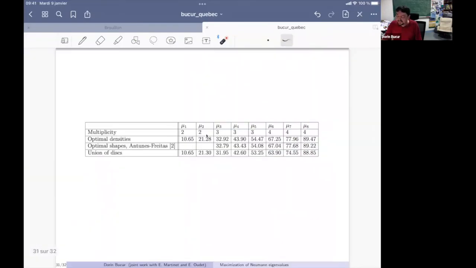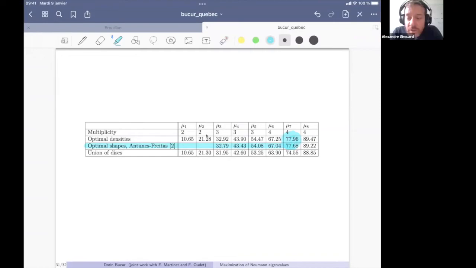Excuse me, Dorin, are the values very different? Take a look at the table. Yes, the values are different, but by a very slight amount. So here are the results of Antunes and Freitas, and these are our optimal densities. For instance, let's look at mu7: it's 0.3 out of 70, like 0.5%.